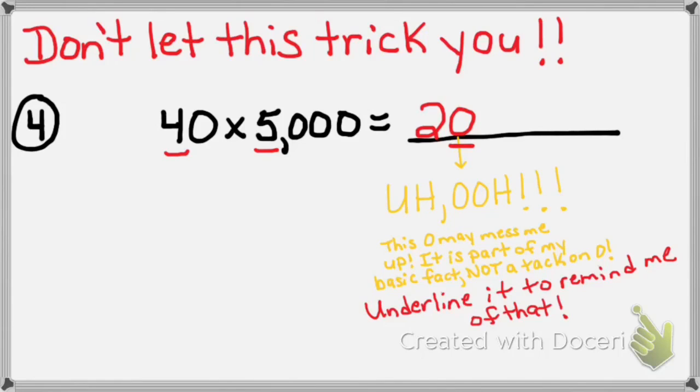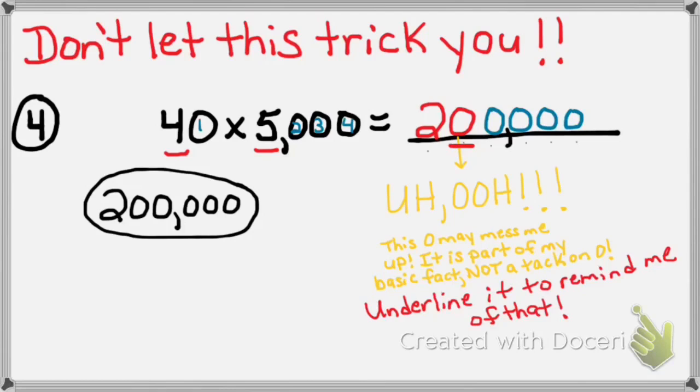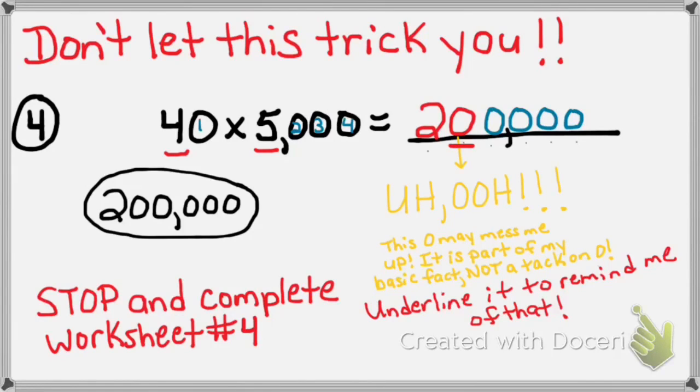Now I go back to my problem and I count my ending zeros. 1, 2, 3, 4, and tack those onto the problem. Again, I see that this answer is more than 3 digits, so I need to count backwards and put in my commas. 1, 2, 3, comma, 1, 2, 3. I don't start a number with a comma, so that's done. Therefore, 40 times 5,000 equals 200,000. Please stop the video and complete worksheet number 4 right now.